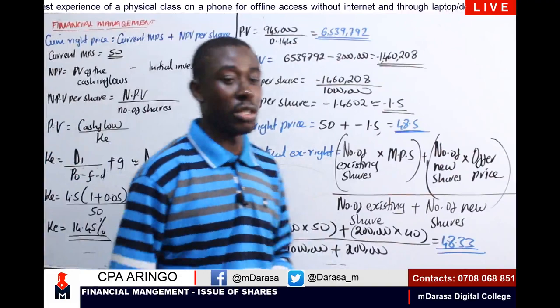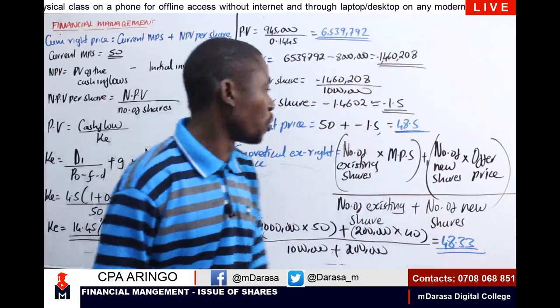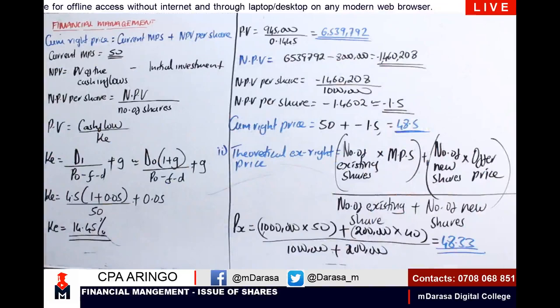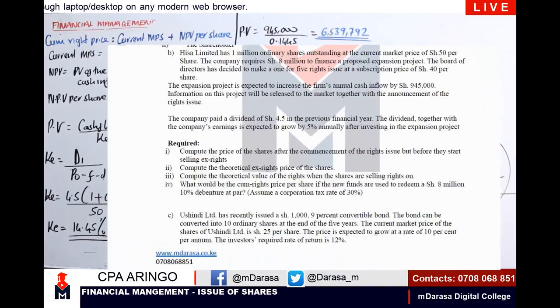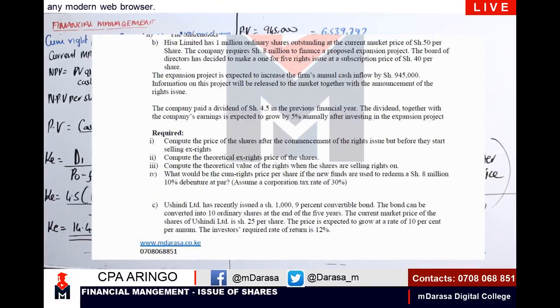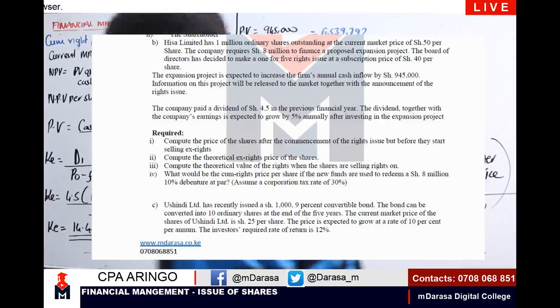You might see that it's a lot of work, but it's very easy so long as you've mastered your formula. Let us proceed to the next item. What are we required to do in the next item here? You're told to compute the theoretical value of the rights when the shares are selling.